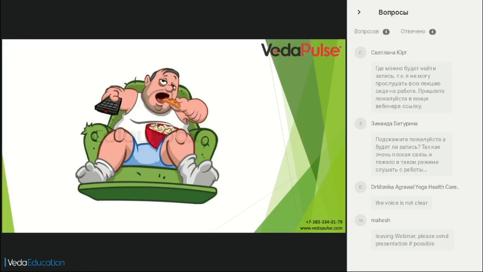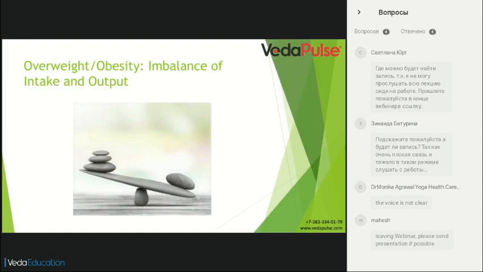So basically, obesity is an imbalance between intake and output.